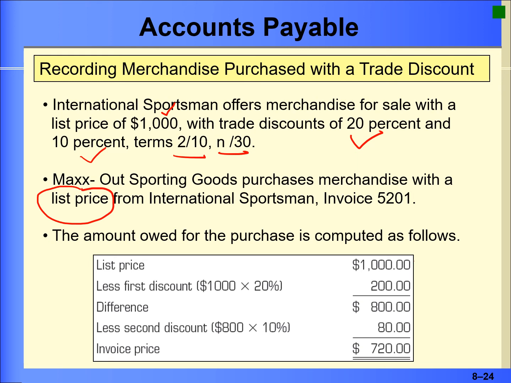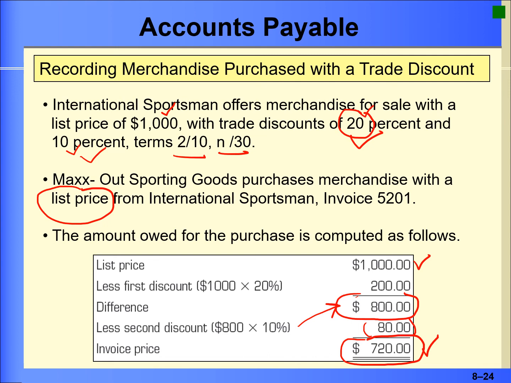So if you go down here to the $1,000, notice you take the first number. The first trade discount mentioned was 20%. You take 20% of 1,000, that's 200. You subtract that from 1,000, you get $800. Now, the next discount, when it said 10%, you then take 10% of that number. So 10% of 800 gives you $80, and then you subtract that from 800 and you get your net price of $720.